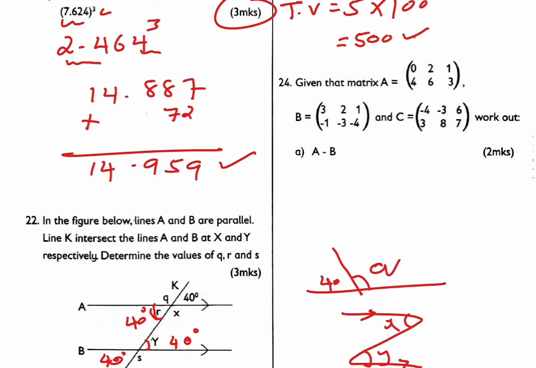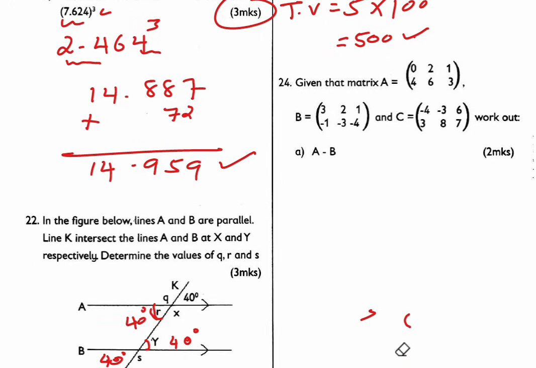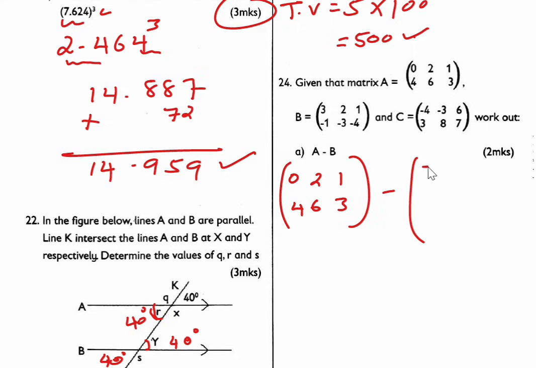Here again you have matrices. Here we have matrix A, matrix B, and matrix C. We're going to find A minus B. So A minus B, going to write here we have the matrix. Here we have A: 0, 2, 1, 4, 6, 3, minus B: 3, 2, 1, then negative 1, negative 3, and negative 4.